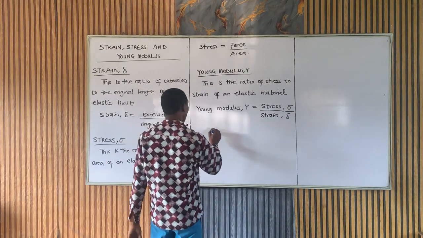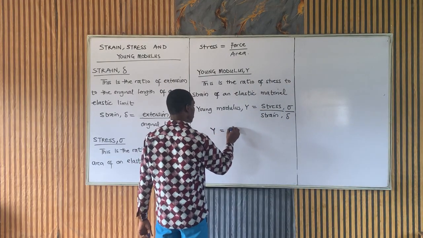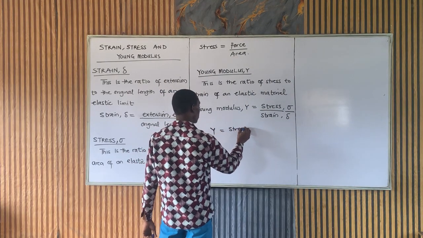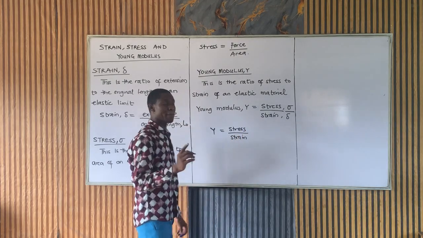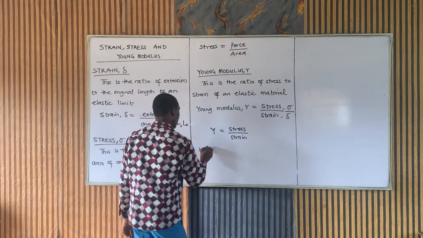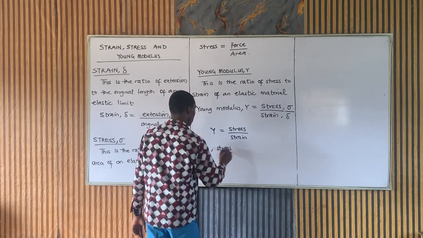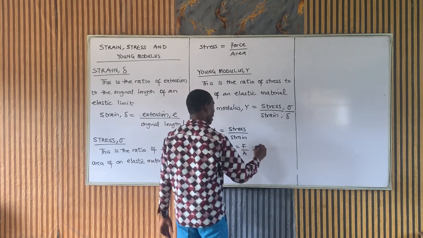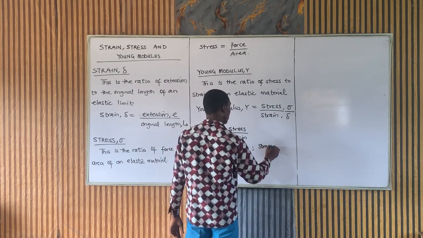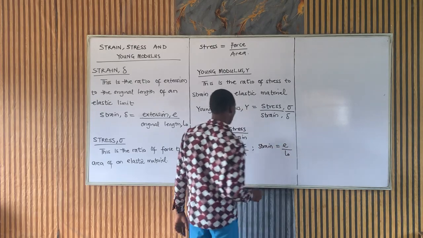Now, like we said, Young modulus is stress over strain. But remember that it's already been stated that stress is force over area and strain is extension over original length.